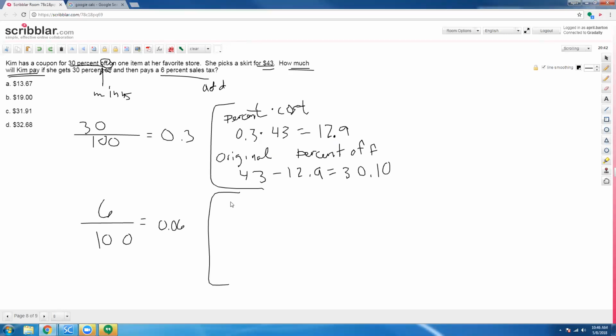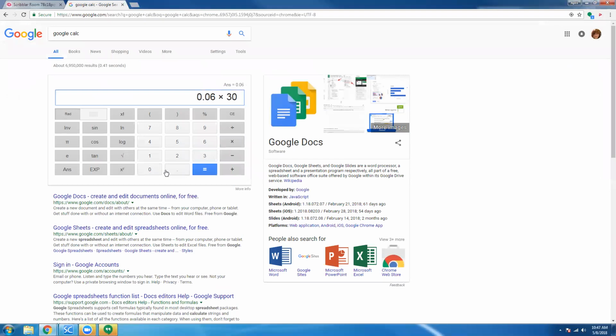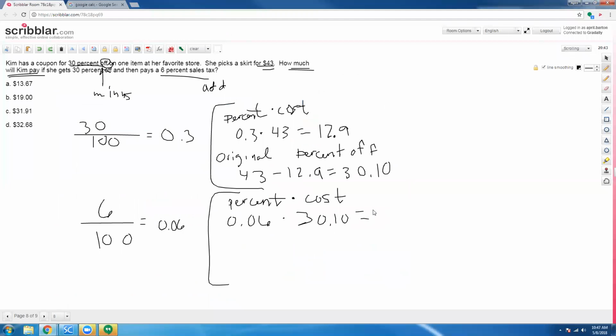So we do the percent times the cost. That doesn't change. 0.06 times the 30.10. We're using our new cost, what we got after we took the amount off. Is 1.806. Again, don't round. It's a long number. We're going to keep it until the very end, and that's where we'll round.